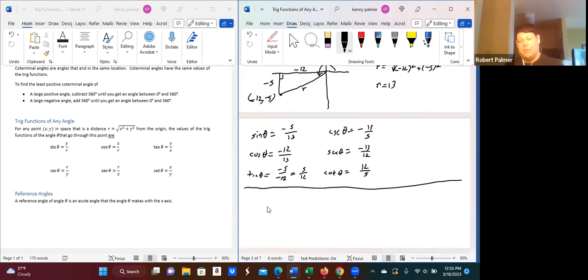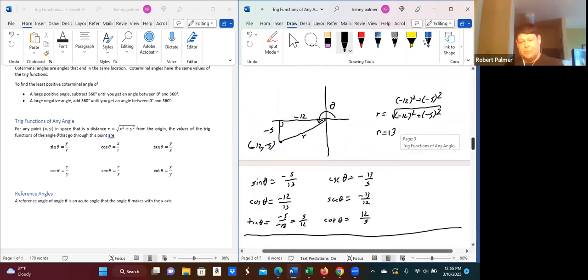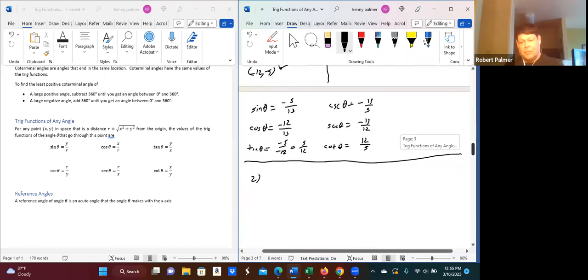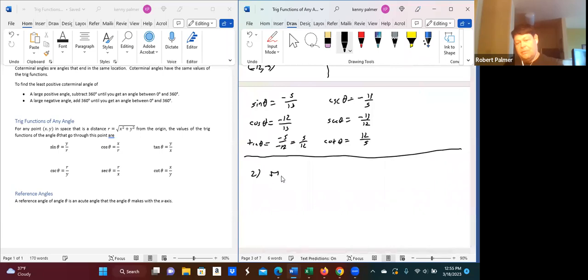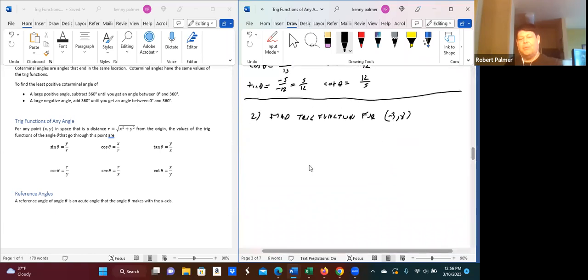All right, let's do another example. So number 2, this time, I'll just say find the trig functions, technically the values of the trig functions, for the point, how about we do 3 and 8? Well, now let's make it negative 3 and 8.